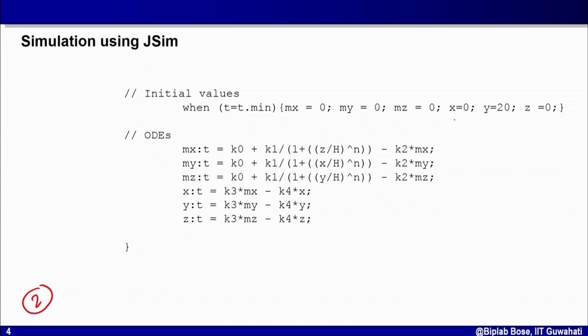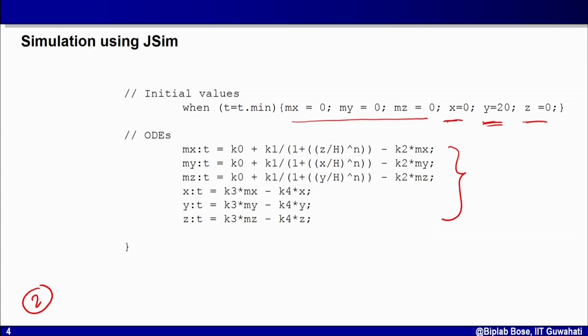So we may have to vary x, what is the value of x, value of y, value of z at t equal to 0. Here what I have done, I have considered all mRNA at 0, x the protein at 0, z the protein I have kept at 0, y I have kept at 20. And these are my 6 ODEs based on which the model will be simulated. That's all for the JSim code.